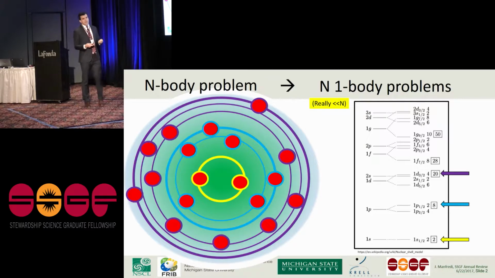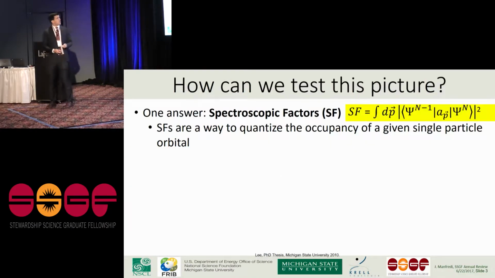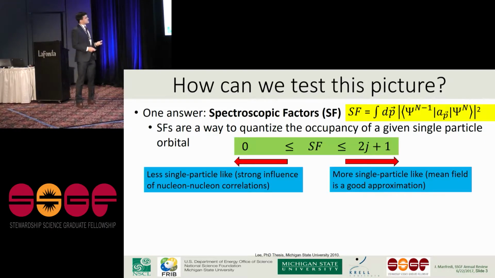Now, of course, like any model, to really understand it, you have to understand where and how it breaks down. So in particular, you can have correlations between individual nucleons that disrupt this mean field picture. So how can we test this? I'm interested in a quantity called a spectroscopic factor. There's a mathematical definition up there, but really what I want you to think about it is as a way to quantize a single particle orbital. So what does that mean? This quantity can range from 0 all the way up to 2j plus 1, or 1 depending on how you normalize. 2j plus 1 is just the maximum occupancy of an orbital with angular momentum j.